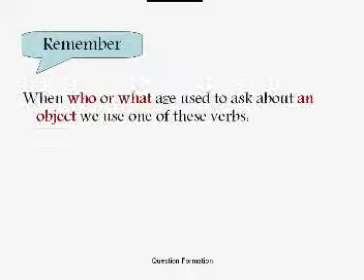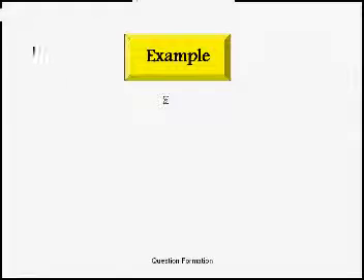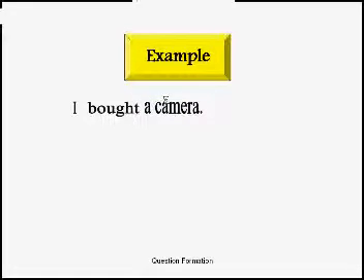Just remember that when who or what are used to ask about an object, we use one of these verbs. That's just the usual thing we do. Do, does, or did when we ask about an object. And of course, we add the infinitive. For example, I bought a camera. The word camera here, is it a subject or an object? I bought a camera. Camera, of course, is an object.